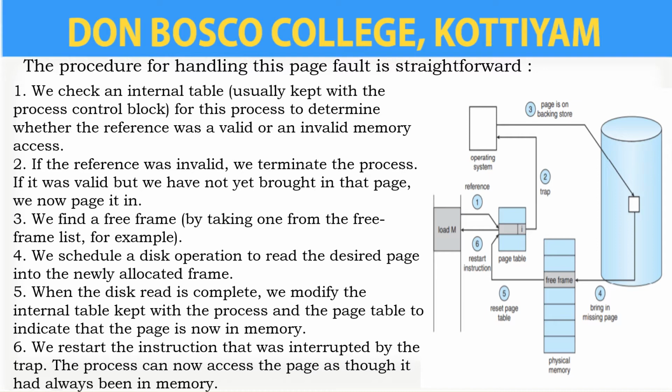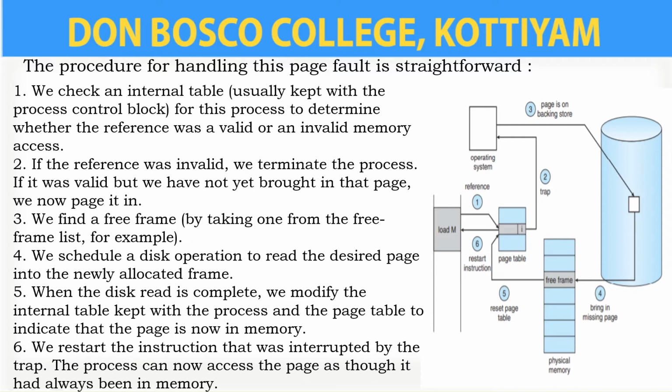Now when the operating system gets a trap, the operating system will be checking whether that page is present in the secondary memory, and that is the third step. If it is present in the secondary memory, then that page will be brought to the physical memory. That is, wherever there is a free frame, this page will be stored in that free frame. So that is the fourth step.